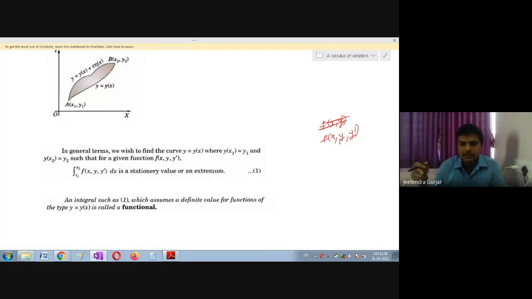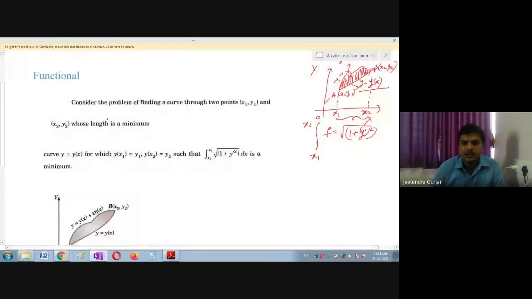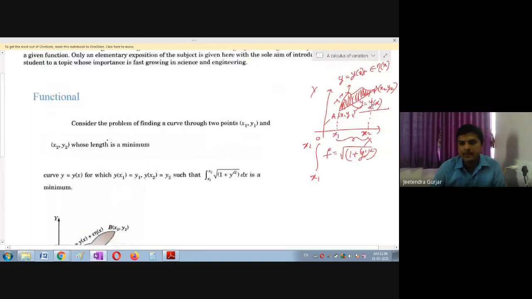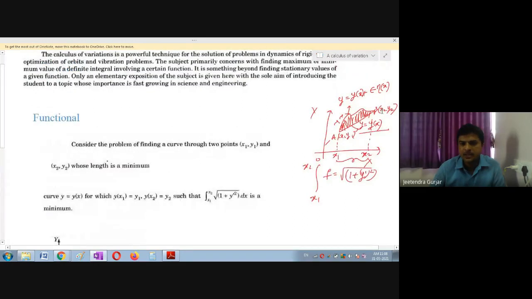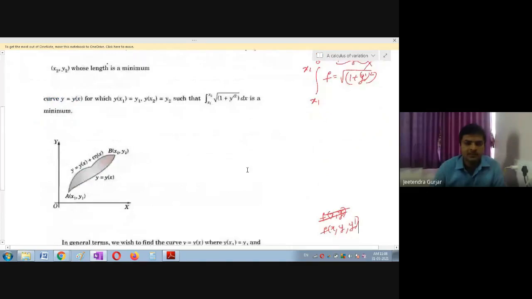Okay, so an integral such as we have seen in the equation defines the value for the function of the type y is equal to y of x, which is a curve, which is known as functional. Yes, students, we'll just take this as our functional. So this is all about the functional. What is functional? What is the curve, how are we going to take it, and what all things we have to remember for the curve. Two points, two curves we have: minimum length we have one curve, and maxima we have another function. So all these things you have to remember while solving the problem. All these things are important, friends.